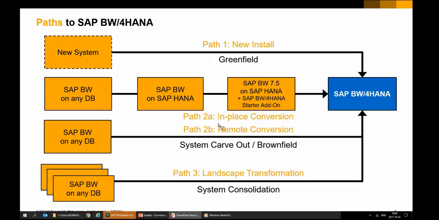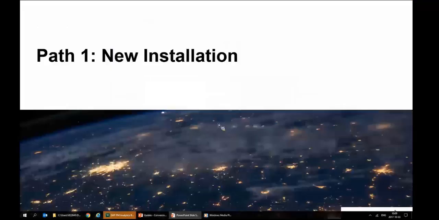If you have a little bit more complicated system landscape with several BW systems, then we recommend to do a landscape transformation project and consolidate these BWs into a single instance of BW4HANA. This will give you a great starting point and allow you to simplify everything in your data warehousing landscape.